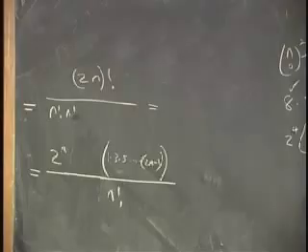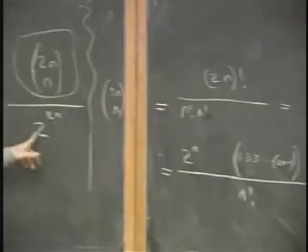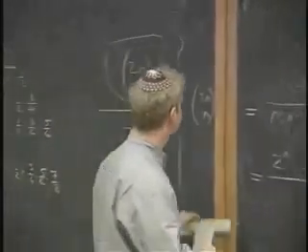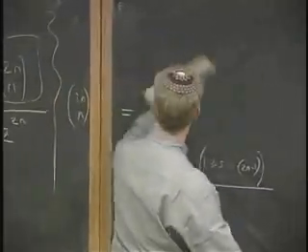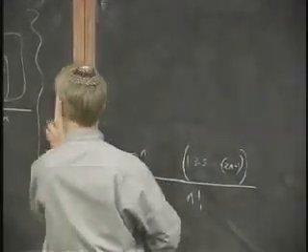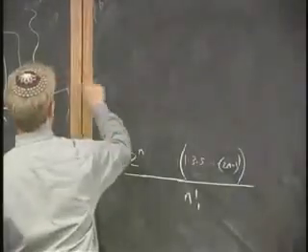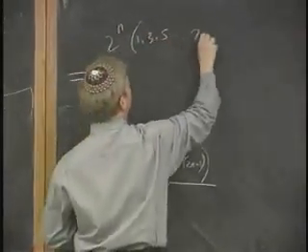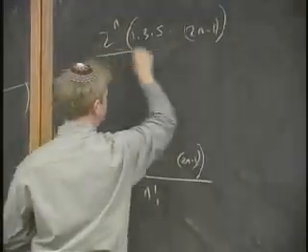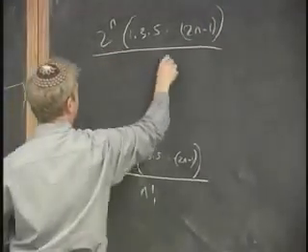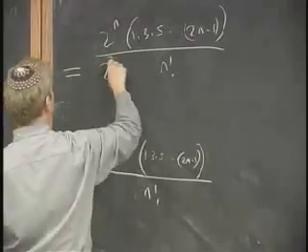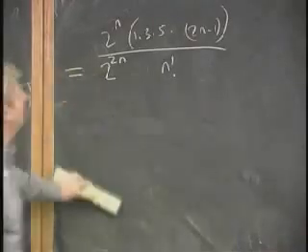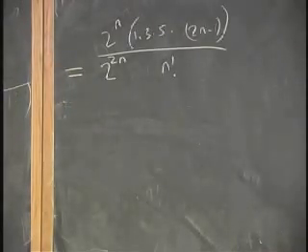Okay, now we're going to take this guy and put him in. This 2 to the n that's been sitting out and waiting. Let's get rid of this. Get rid of this. 2 to the n times 1, 3, 5 up to 2n minus 1, divided by n factorial, divided by 2 to the 2n. Now I'm ready to manipulate that. We're almost done.